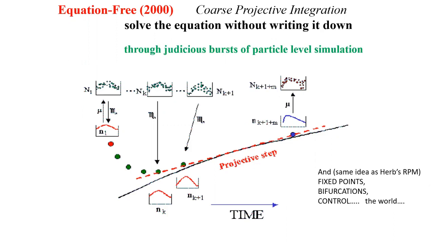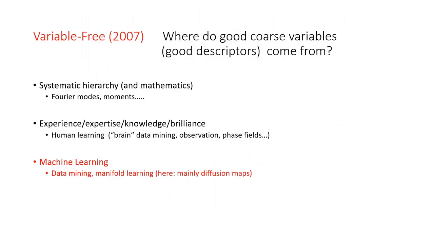design of experiments. In the same way that the forward Euler is a sequence of function evaluations, well, this coarse projective forward Euler is a sequence of brief bursts, post-processing, and then a jump. So this is what we call equation free. It is not exactly equation free because we have equations at the micro level, at the level of the particle. It's at the macro level that we don't have closed equations. And that was maybe 20 something years ago.